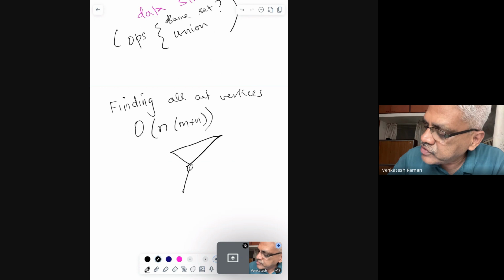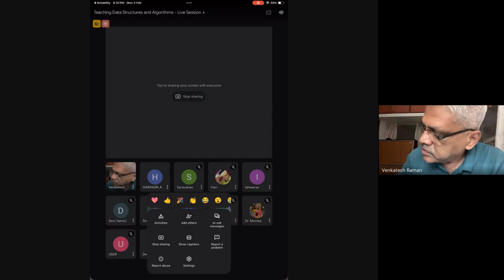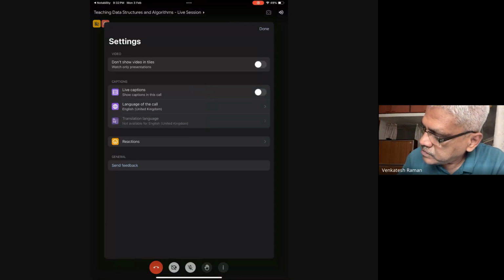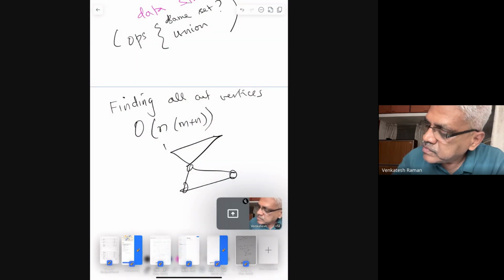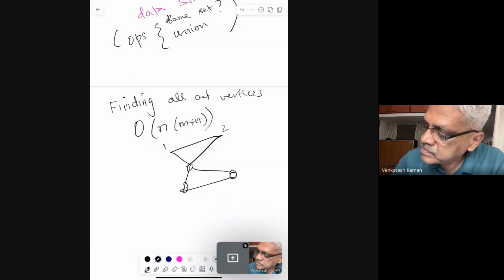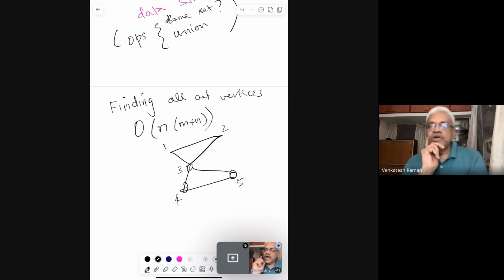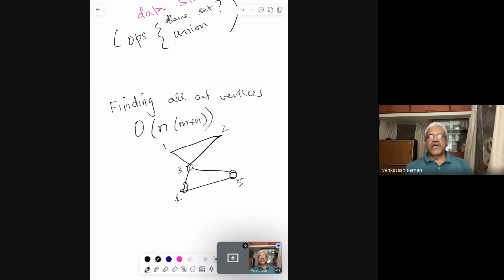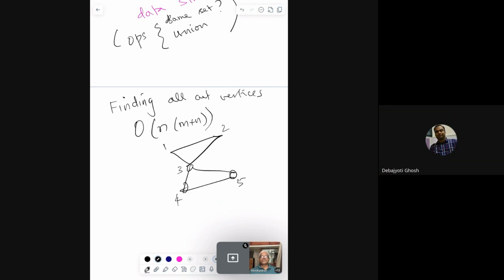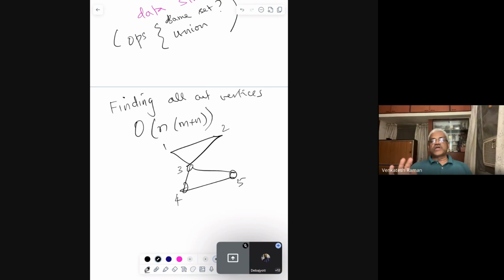In a graph, so there are 5 vertices in the graph. What are the cut vertices here? 3. It will disconnect the graph. It's the only cut vertex. If you delete 3, the graph breaks into multiple components. 1 is not a cut vertex, 2 is not a cut vertex, any other vertex is not a cut vertex. Okay.